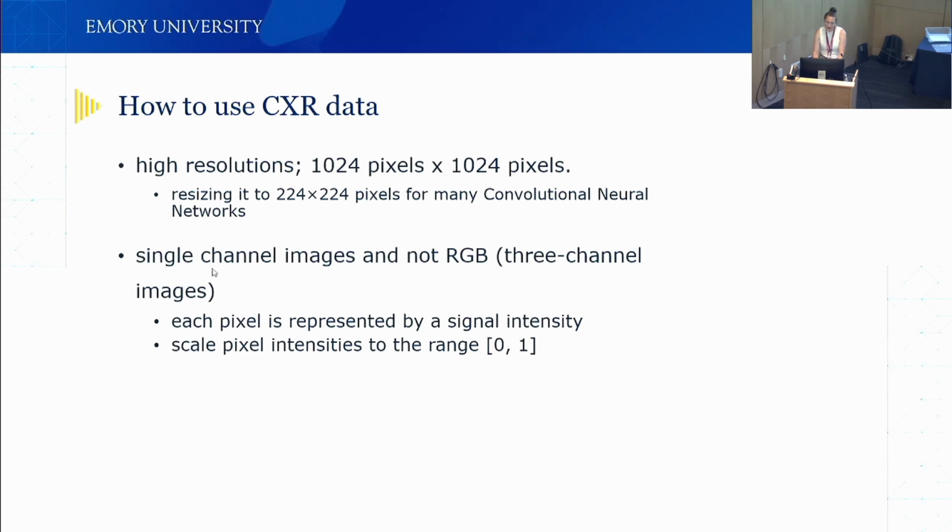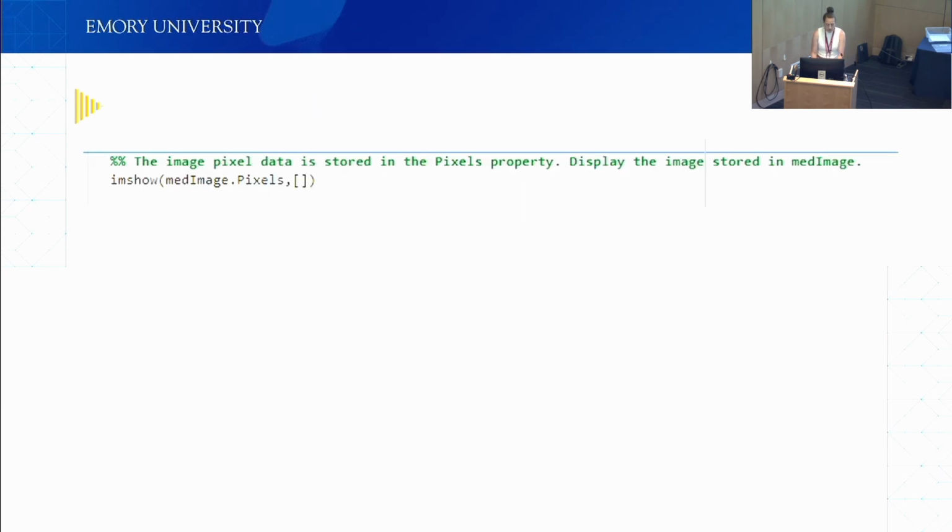And the second thing, if you're not used to medical images, is that chest X-rays are single channel. They're not RGB, which is 3 channels. So each pixel represents a signal intensity. It works to scale them to a range, whether that's 0 to 1 or a different range. And I'm sure the next session is going to talk about that a little more.